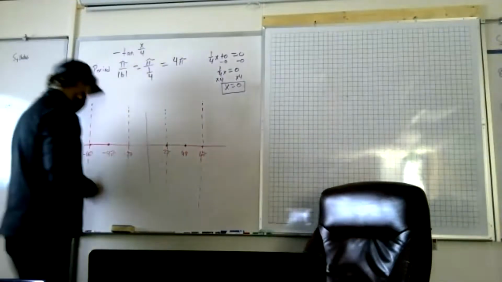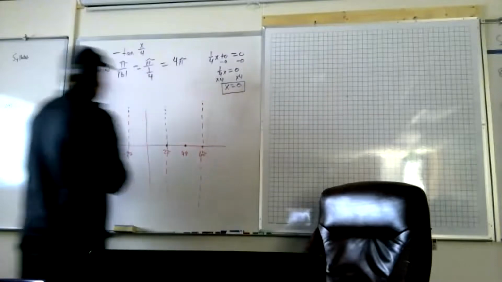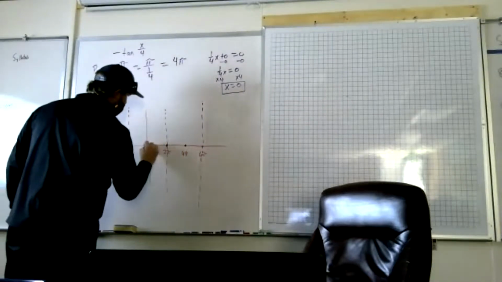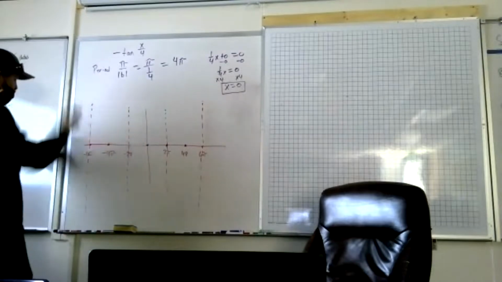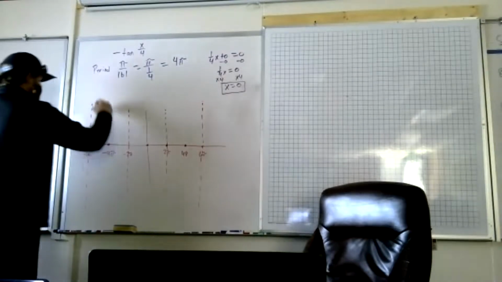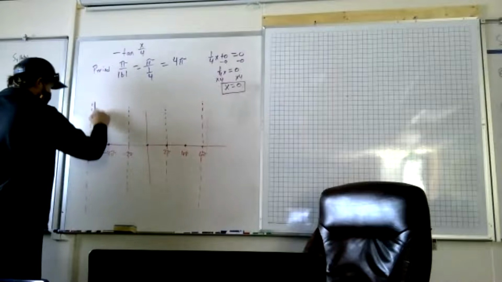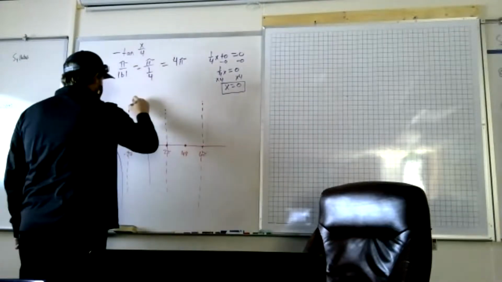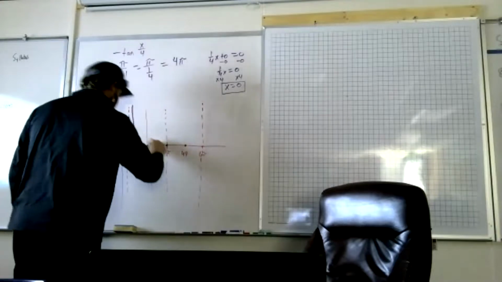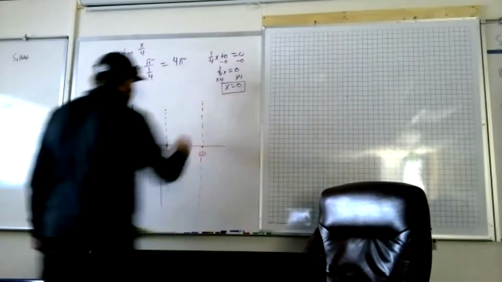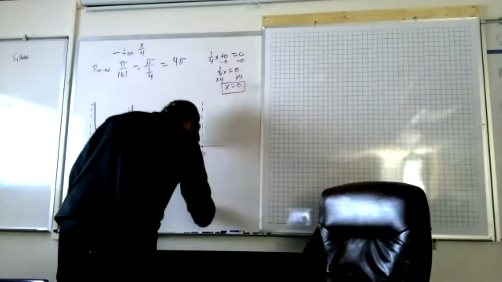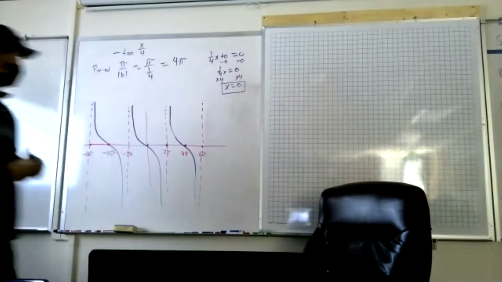So this is what my graph looks like so far. But remember, it had a negative for an A value, so that corresponds to flipping my graph over the x-axis. So instead of starting low, it's going to start high and finish low. Just like that.